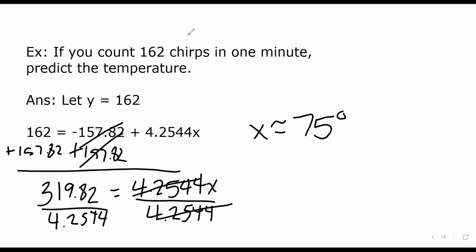All right, so you can use a regression to try to make predictions in both directions. All right, so any questions about using that equation to try to make predictions?